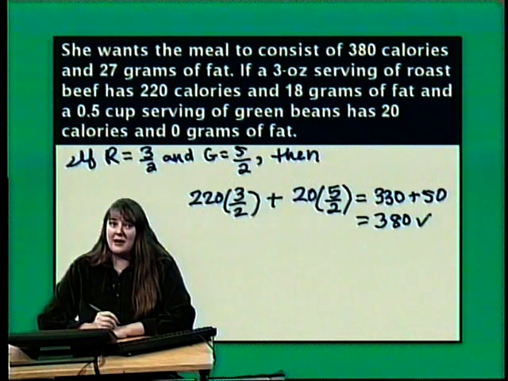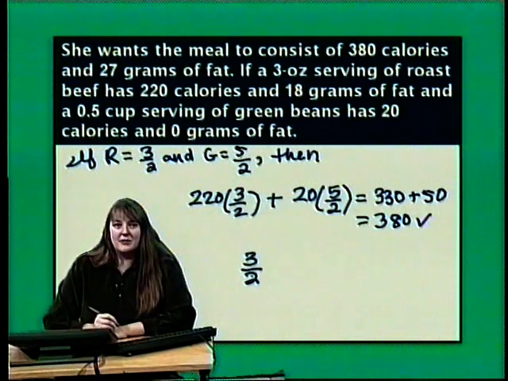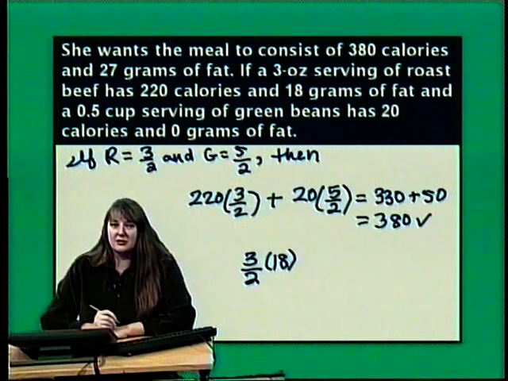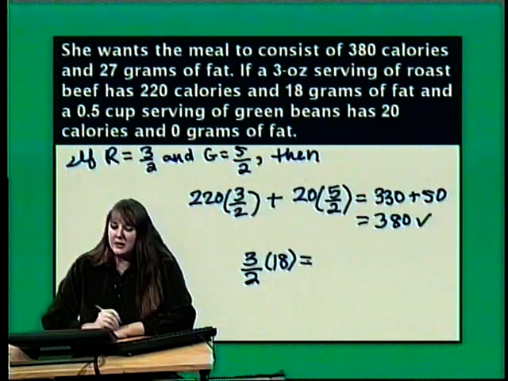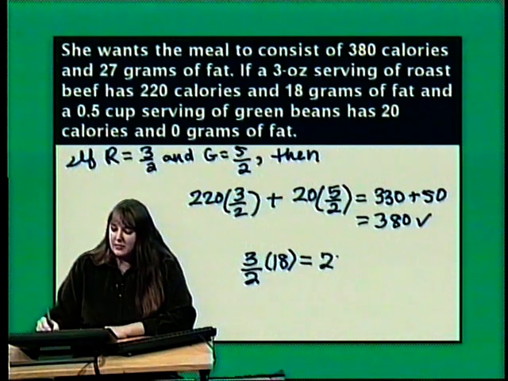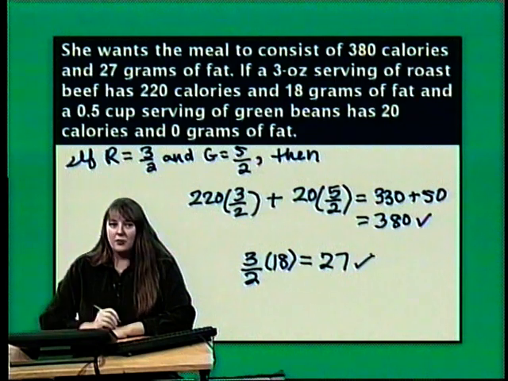Remember, green beans don't have any fat content, so all we have to do is take our number of servings of roast beef, which was 3/2, 1.5, and multiply it by the 18 grams of fat per serving to find out how many grams of fat will be in this meal. 2 goes into 18 9 times. 3 times 9 is 27. Whitney wanted her meal to consist of only 27 grams of fat, and it will.